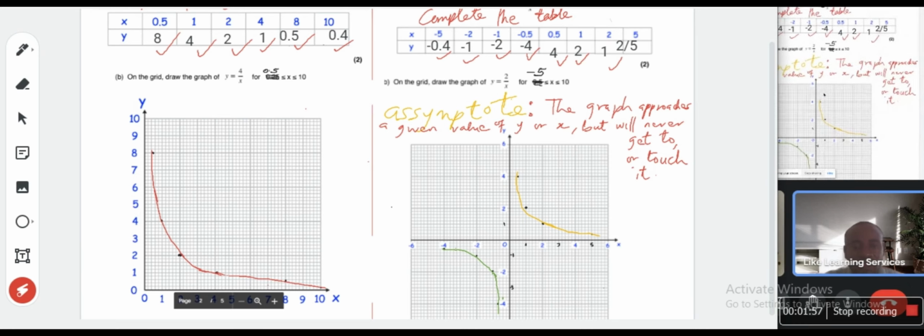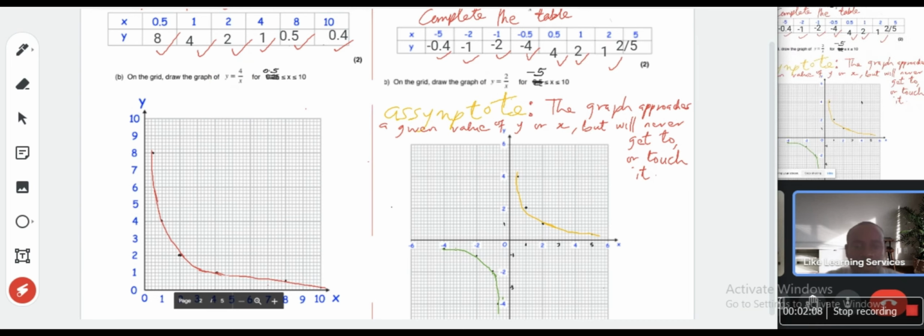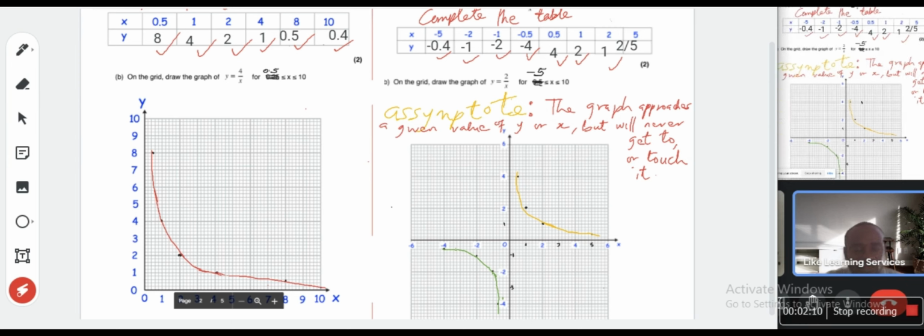A graph of y equal to 2 over x or y equal to 4 over x forms what we call an asymptote, because it will be trying to touch an axis, but it will never touch it. Let me tell you why it will never touch that axis. Are you ready? This graph will never touch the y-axis.